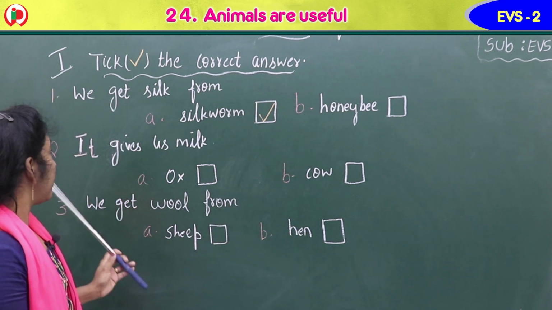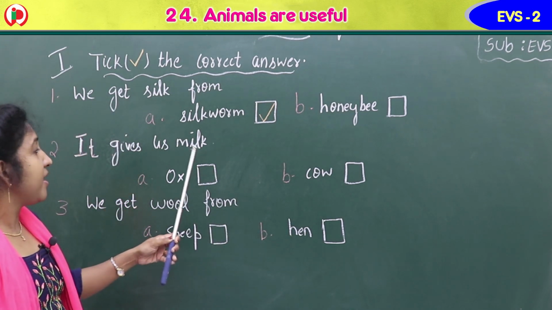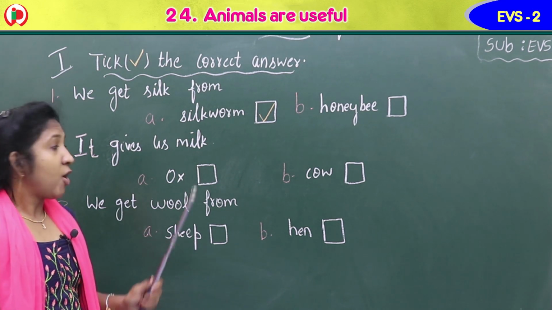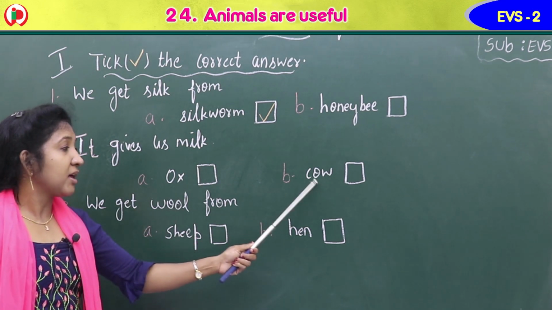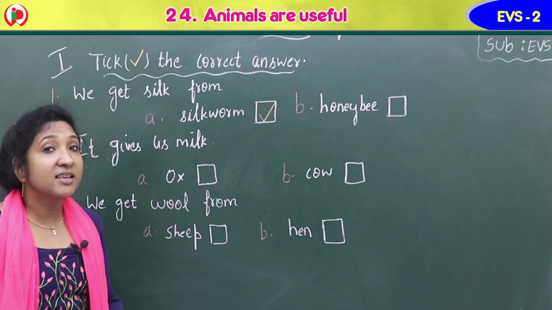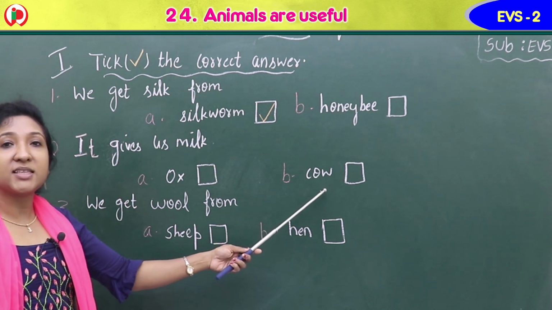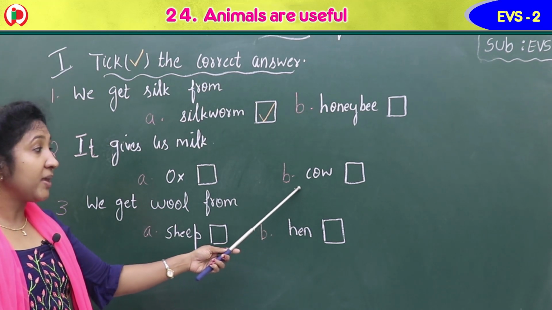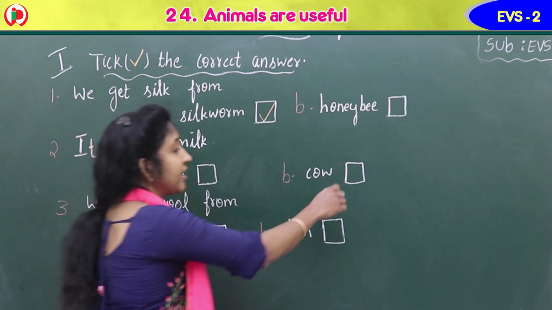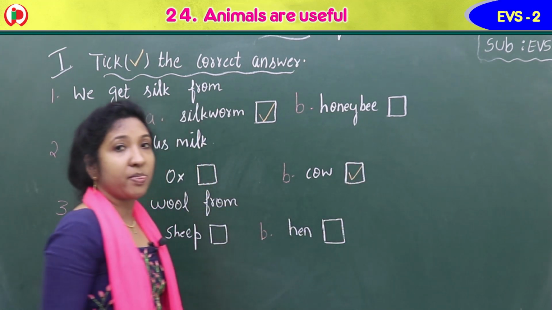Now coming to the second question, it gives us milk. Option A, ox. Option B, cow. Which animal gives us milk, children? Yes, cow gives us milk. Option B is the correct answer. So you can give a tick mark here.